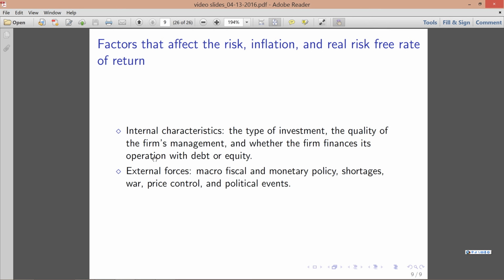But outside the firm, there are also other factors that could potentially affect your return. For example, the macroeconomic policy, some wars or some price control, political events. Those are the things that happen in the country or worldwide that could affect your return.